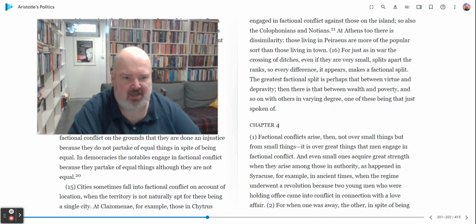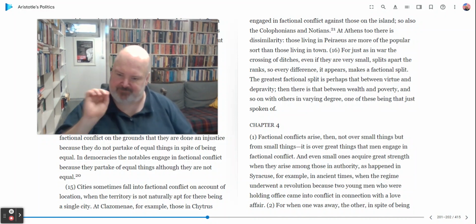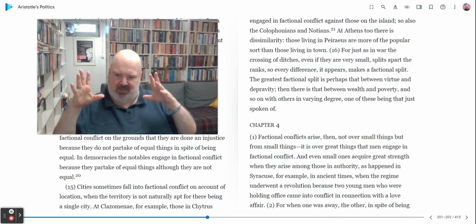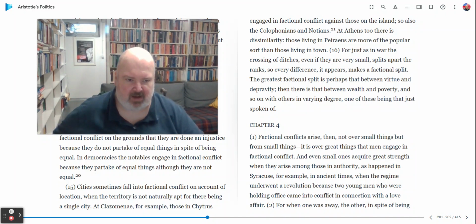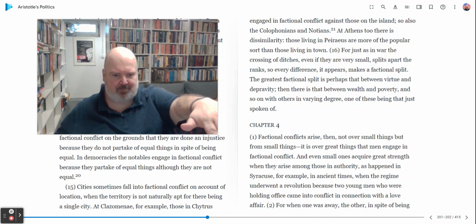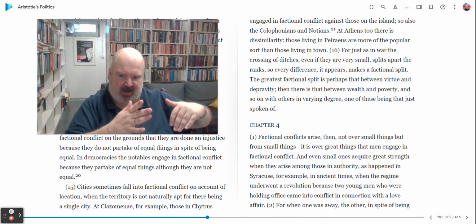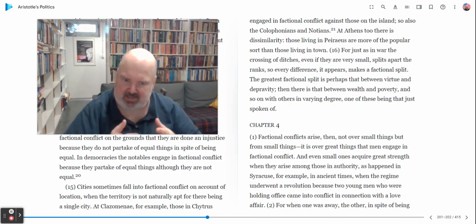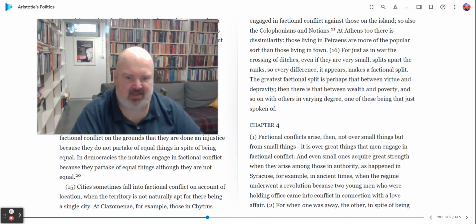Just as in war, crossing ditches, even if they're very small, splits apart the ranks. So every difference, whenever it appears, makes a factional split. So anytime there's difference, the possibility for factional split emerges. Once you see any difference, and the reference here is all about location, right, there's a possibility of a split. Like in war, if a trench happens, that trench creates a split between the two sides. I think this is very much tied to location. And every difference that appears makes possible a factional split, a stasis.